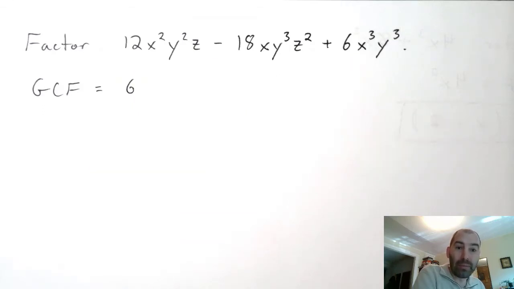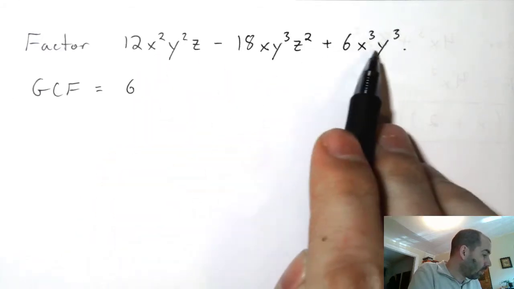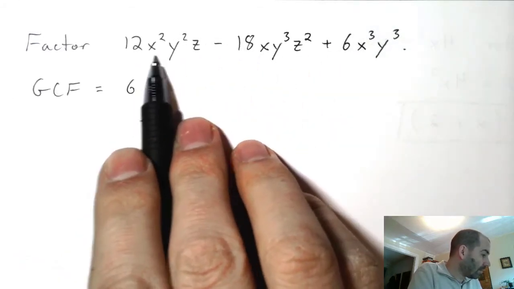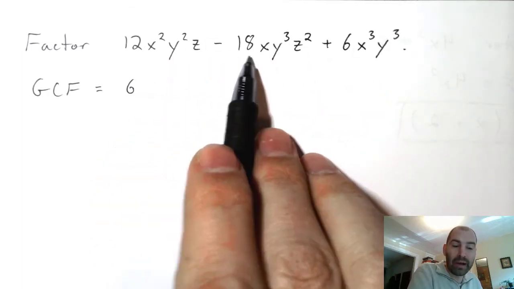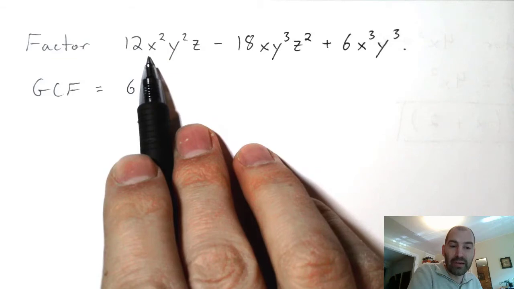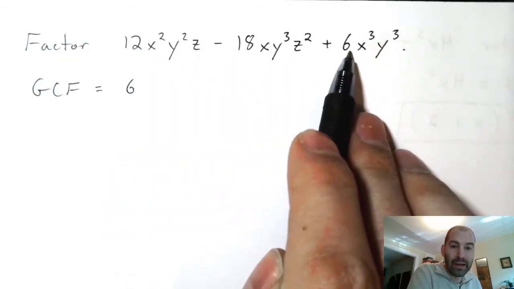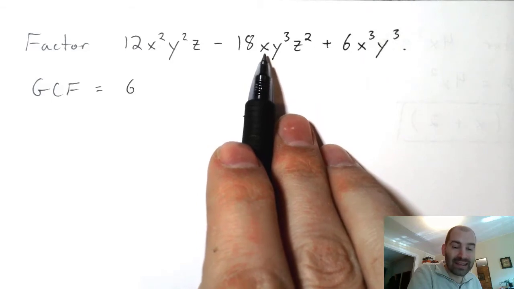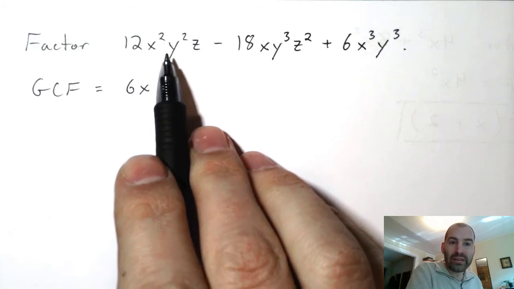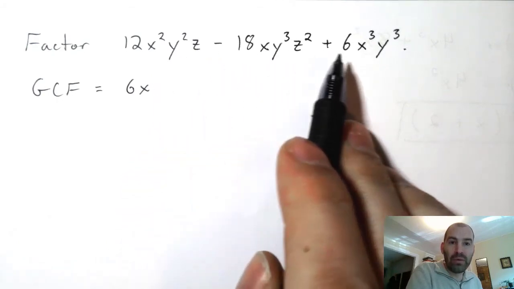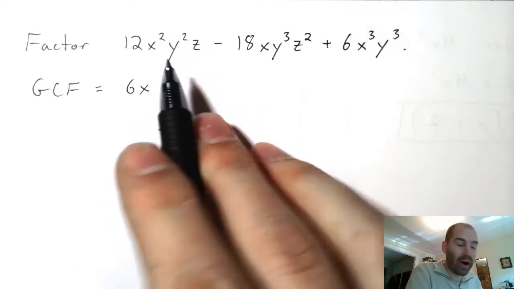Now let's look at the variable part. For the x's, what's the biggest expression involving x that these are each divisible by? This one's divisible by x squared, this one's divisible by x, and this is divisible by x cubed. So the largest thing I can get is just an x. Now let's go to the y's. Here we have y squared, y cubed, y cubed. The largest power that goes into all of these is just y squared.